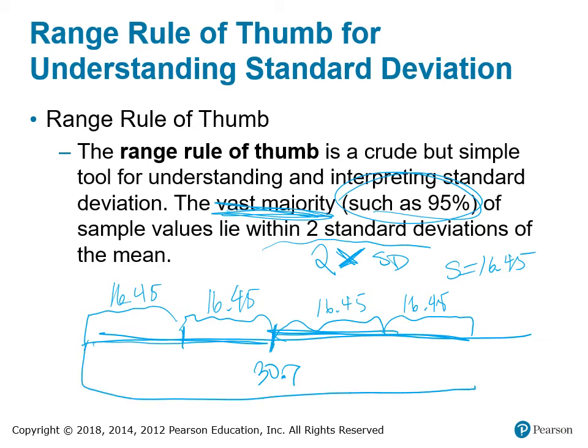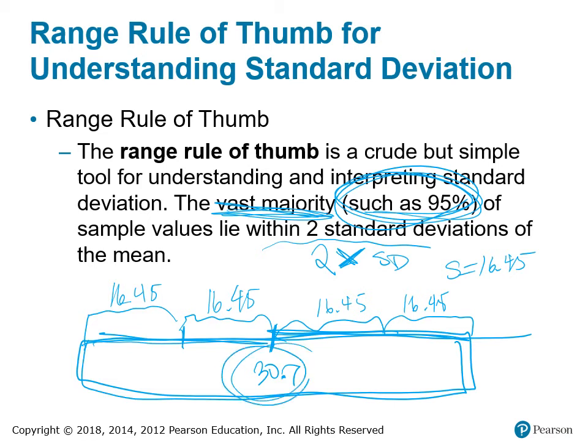Most of our data values should sit in this box right here. 95% of our data values generally should fit in this box. We'll clear that up a little bit more, but the range rule of thumb basically says that this is where a majority of our data values should fall, in this 2 standard deviation window around the mean.